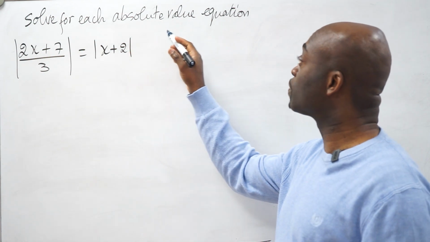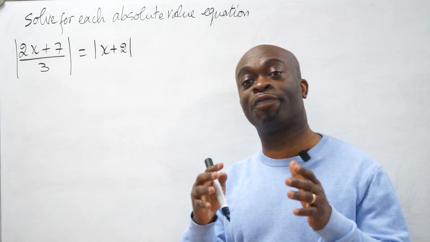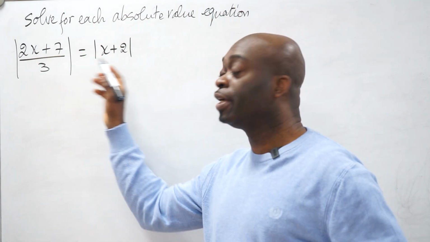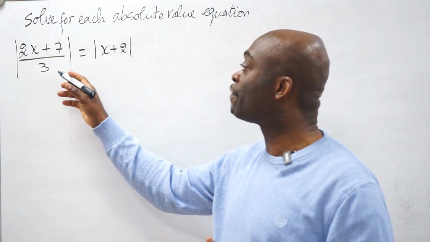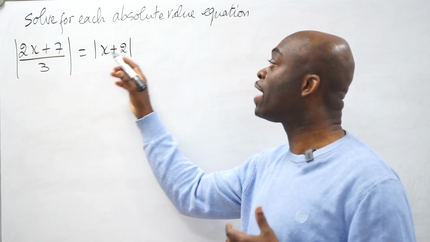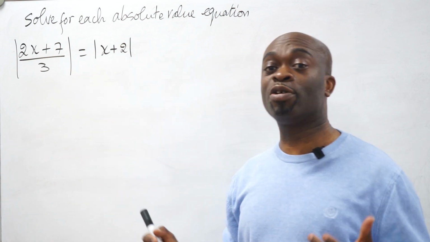Solving for each absolute value equation here. Again, we have two absolute value expressions in an equation. On the left side, we have the absolute value of (2x + 7) over 3, and on the right side, we have the absolute value of x + 2. So how do we go about it?